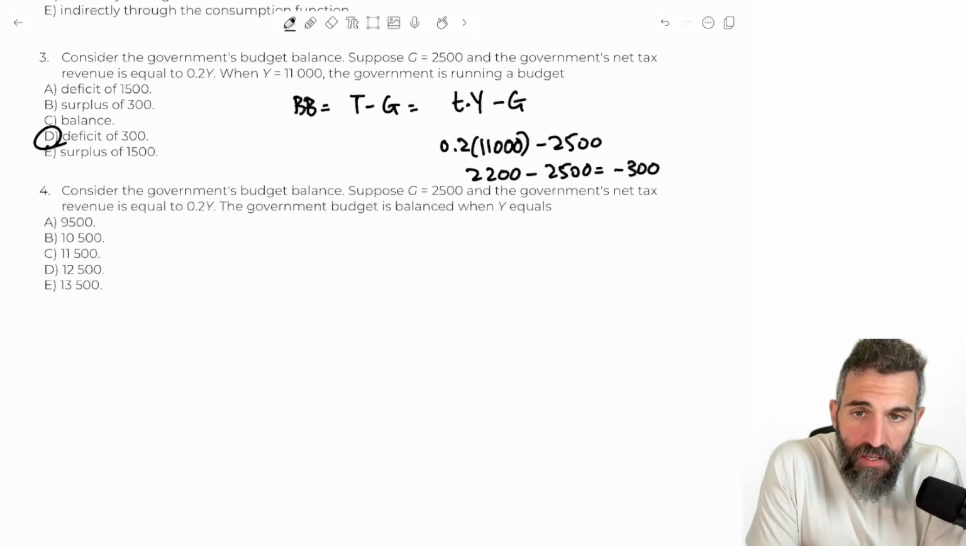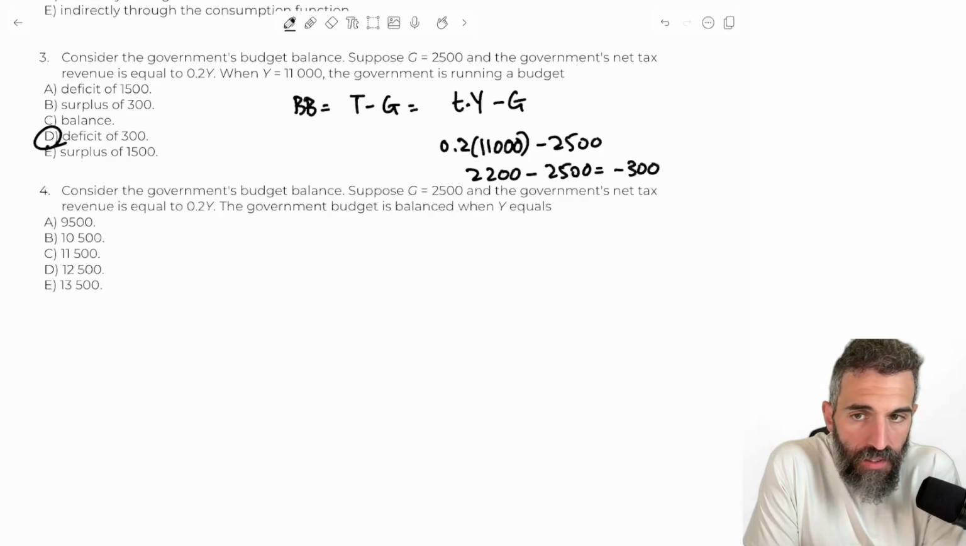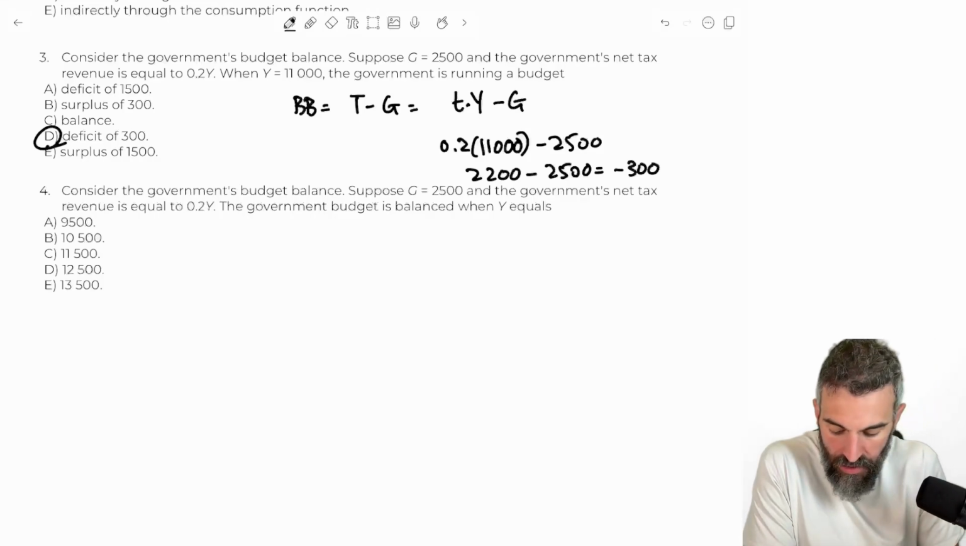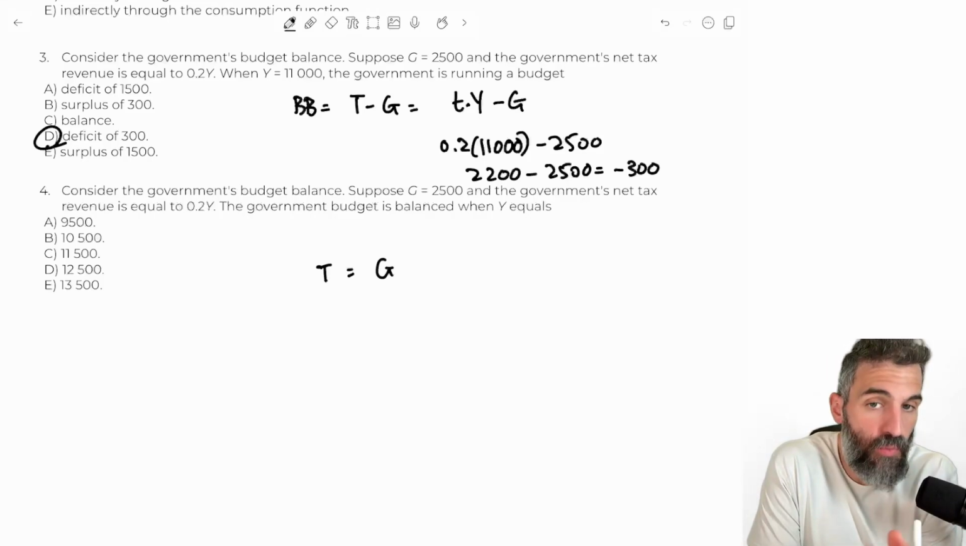Question number 4, consider the government budget balance. So this is a similar question. This time the government purchases are still 2,500. The taxes are still 20%, but this time you're asked to find at what income the budget would be balanced. So at what point would tax revenue equal your government purchases? That's how you would want to solve a question like this.